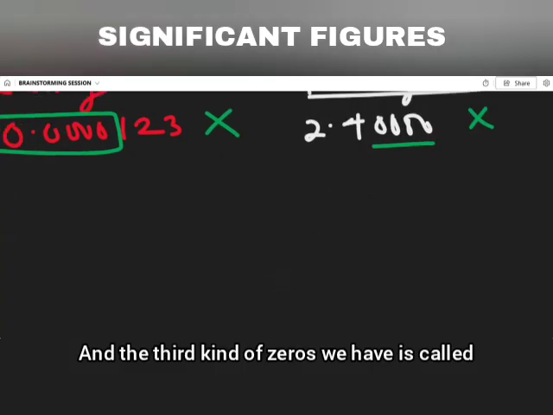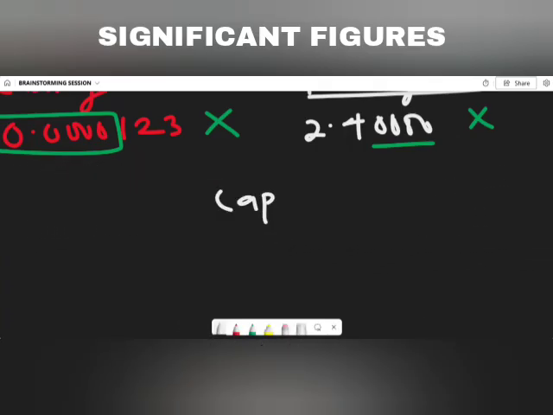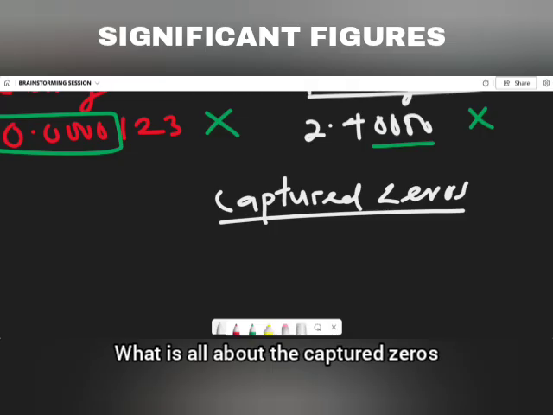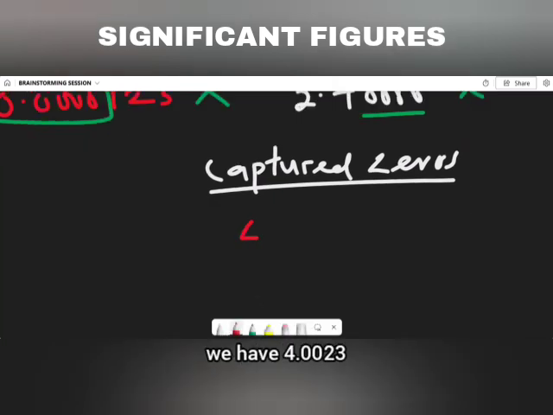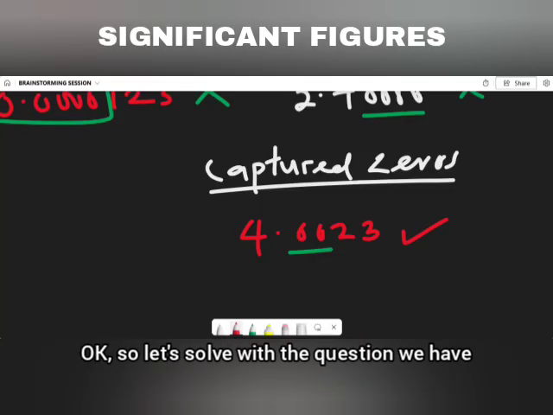And the third kind of zero we have is called the captured zero. What is the captured zero all about? These are zeros that are found in between numbers. For example, let us say we have 4.0023. As you can see, the zero here is captured between 2 or more numbers. So because of that, those zeros are important. Okay, so let's solve the question we have.